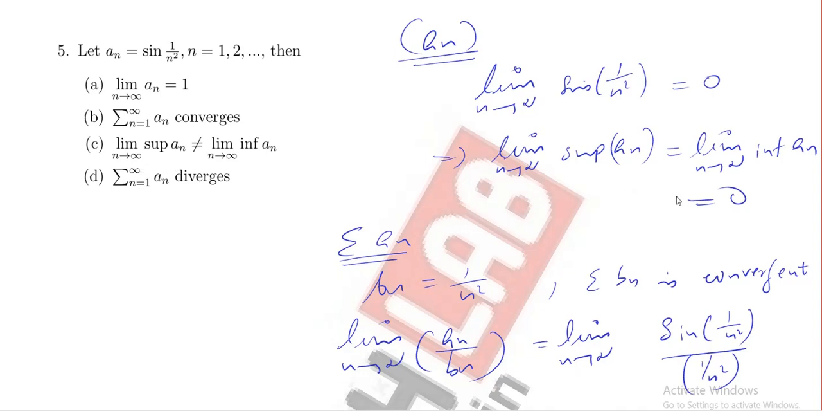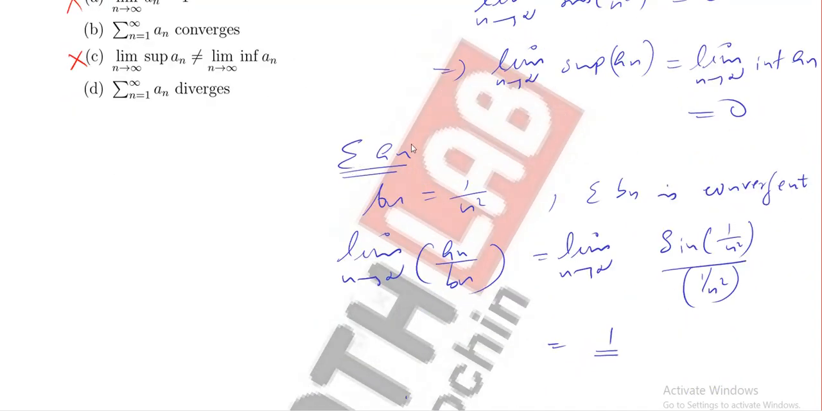Okay, and that's equal to 0. Therefore we can say that these two options, option A and C, are false, because limit of a_n is equal to 0, and therefore limit supremum and limit infimum must be equal, and that should be equal to 0.